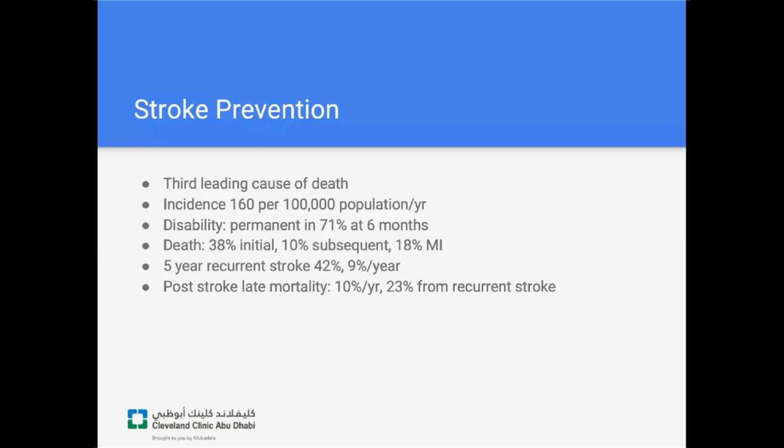There's also a syndrome of concomitant MI. About 18% of patients have concomitant myocardial infarction, and it's a well-described syndrome of stroke MI that occurs. So these patients with strokes are monitored for myocardial infarction as well, particularly if they have multiple risk factors. The 5-year recurrent stroke rate, and we'll touch on this later with the trial data, is 42%, and it's about 9% a year. And the post-stroke late mortality is high. It's about 10% a year, and 23% of which is from recurrent stroke.